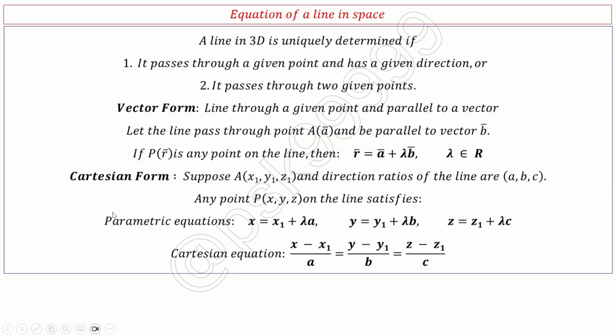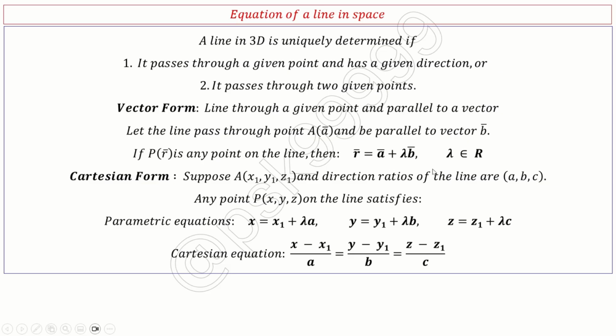Now there are two forms in which you can represent it: vector form and Cartesian form. In vector form, the line through a given point and parallel to a vector: if a line is passing through a point A and parallel to vector b bar, then r bar, the line equation in vector form, is equal to a bar plus lambda b bar, and lambda can be any real number.